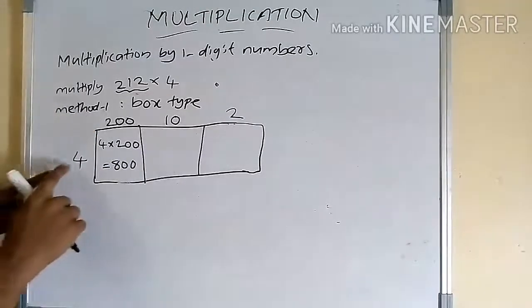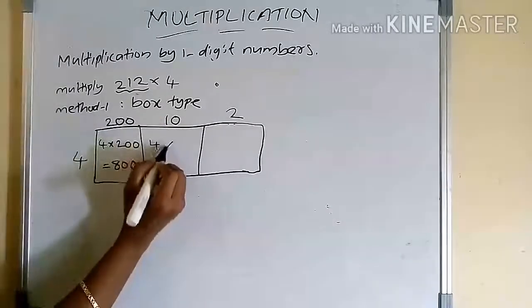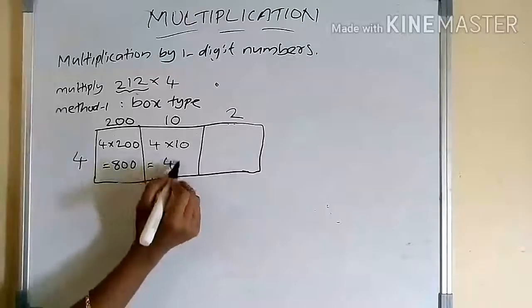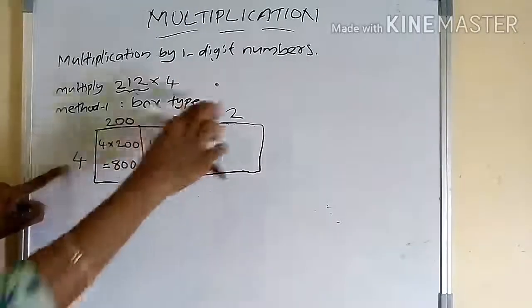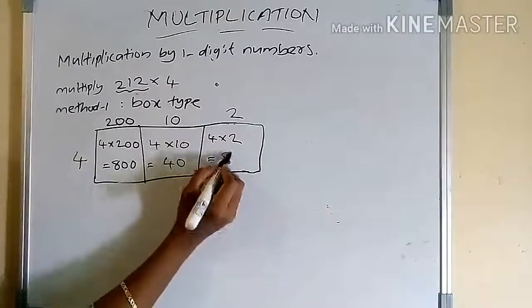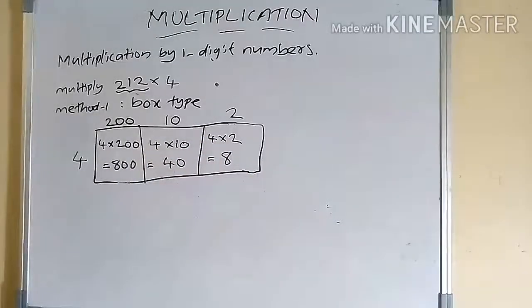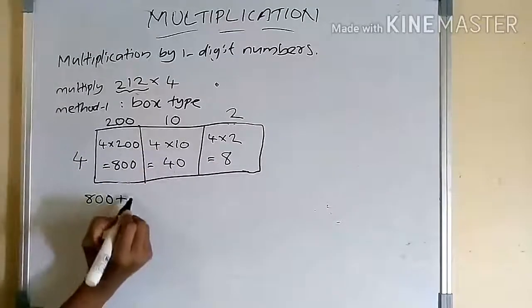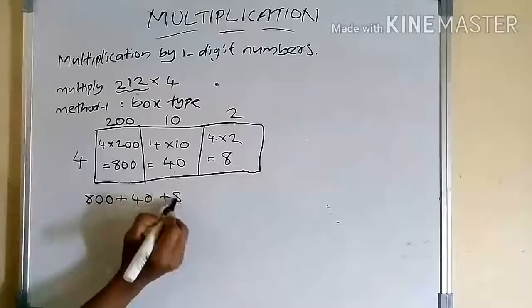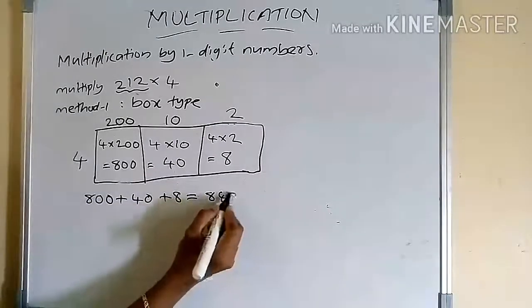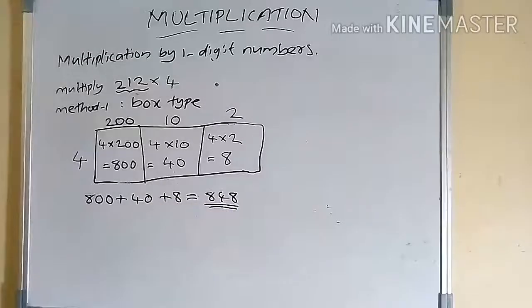Next, we multiply 4 into 10. What is the answer? 40. Next we multiply 4 into 2. What is the answer? 8. Next step is add these 3 numbers. That is 800 plus 40 plus 8. What is the answer? 848. This is the answer. This is the first method, that is the box type method.